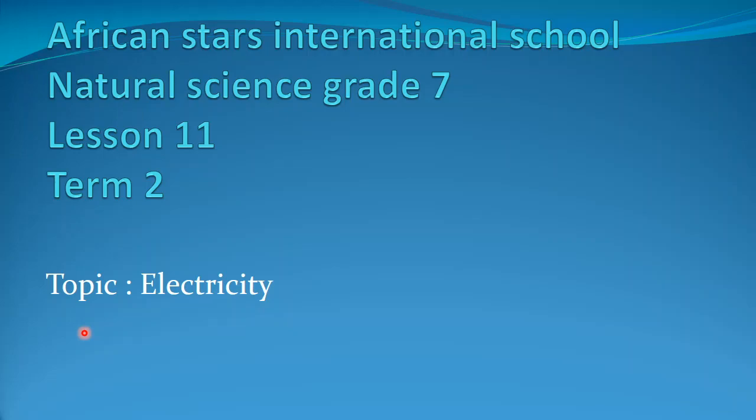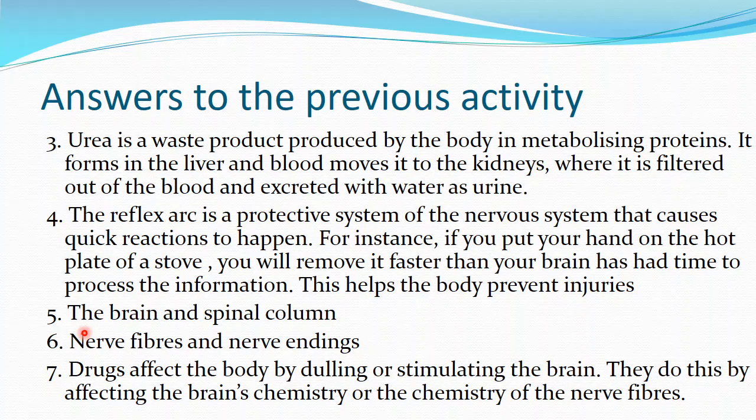Our topic for today is electricity. Answers to the previous activity. Number 3, urea. Urea is a waste product produced by the body in metabolizing proteins. It forms in the liver and blood moves it to the kidneys, where it is filtered out of the blood and excreted with water as urine.